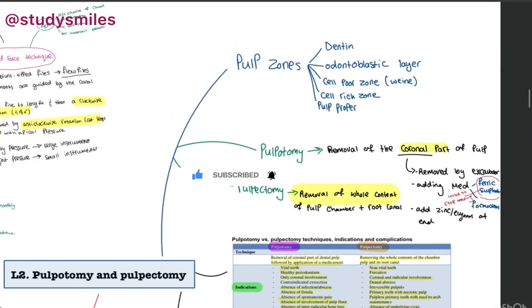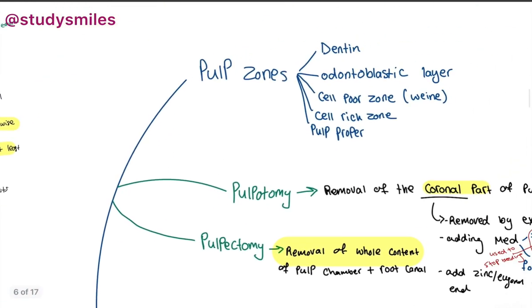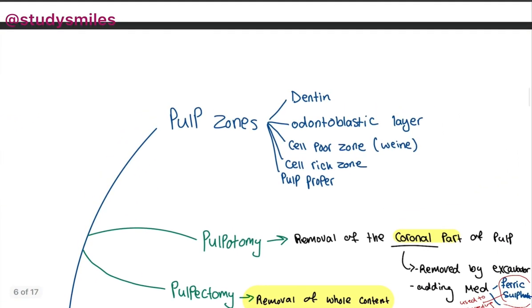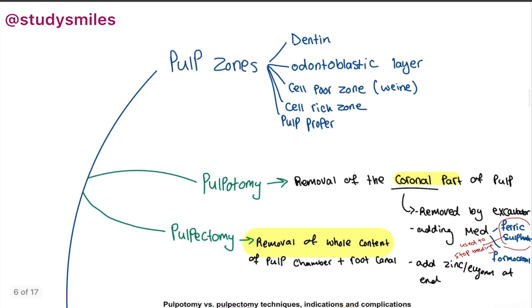Hello everyone. Today I want to talk with you about pulpotomy and pulpectomy. First of all, we need to know about the pulp zones. The pulp zones include dentin, odontoblastic layer, the cell-poor zone, cell-rich zone, and the pulp proper. Now, what is pulpotomy?